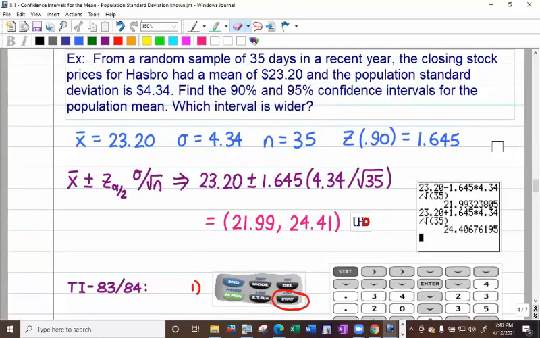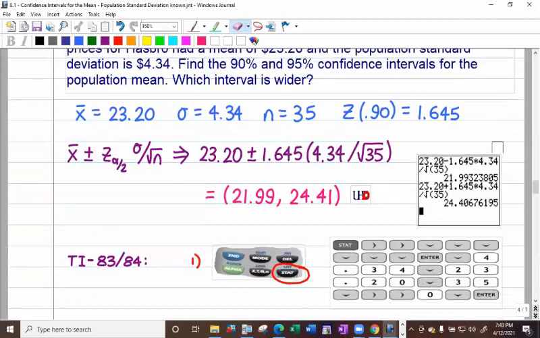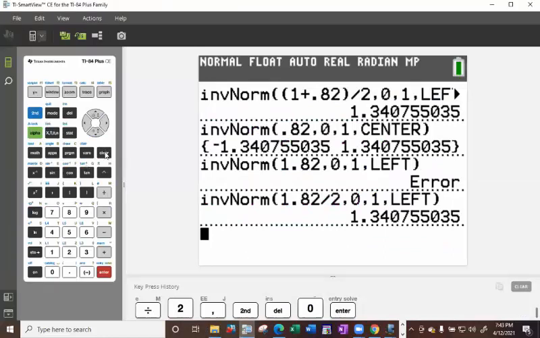Now you ready to see how I do this in the calculator? Let the games begin. All right.